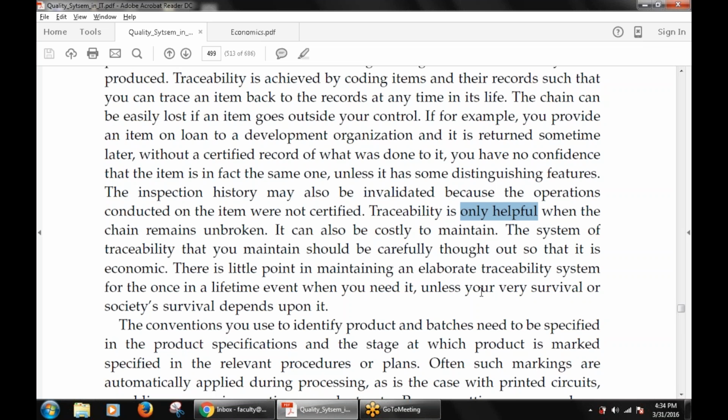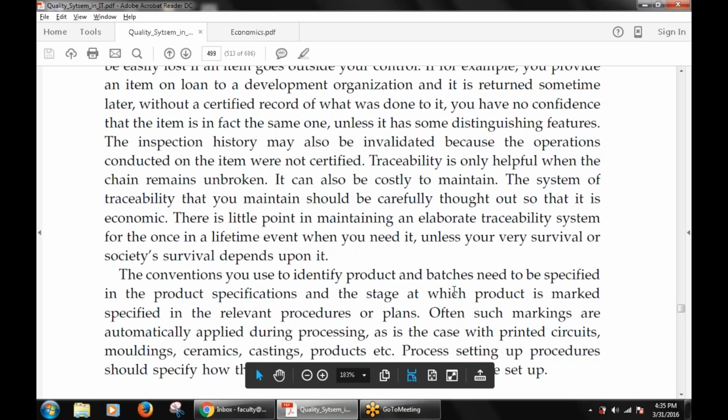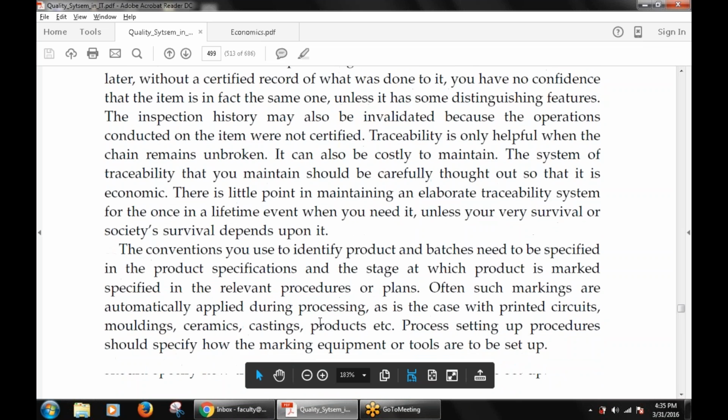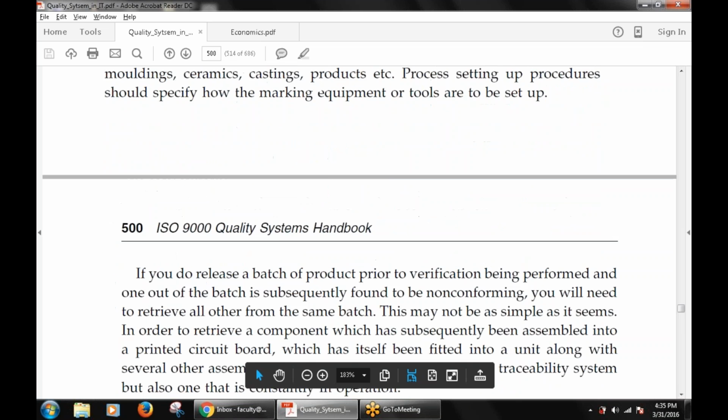And it can also be costly to maintain. It is very costly to maintain the chain, and this is one of the limitations. The advantage is that it is very useful when the chain remains unbroken. The system for traceability that you maintain should be carefully thought out so that it is economic. So we have to maintain the traceability requirement as economically as possible. And the conventions that we use to identify the products in the batches need to be specified in the product specification, and the stage at which the product has to be carried out.